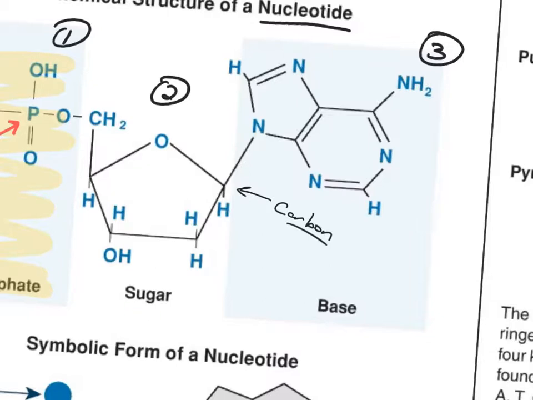This sugar ends with OSE. Specifically, it's one of 2 things. It's either ribose or it's deoxyribose. Now, to be clear, both of these end with OSE.